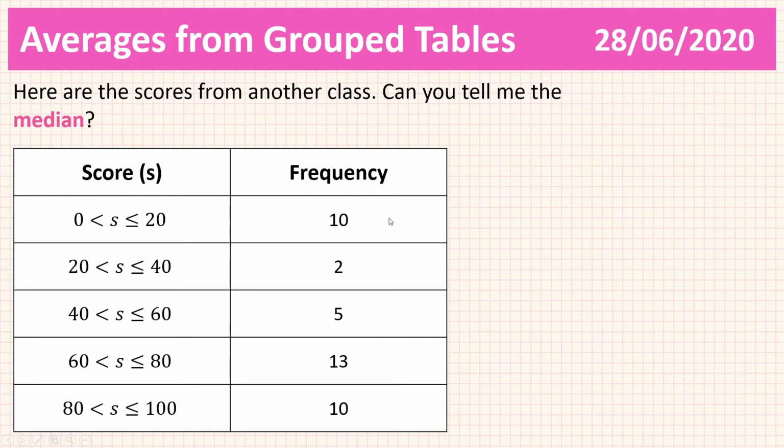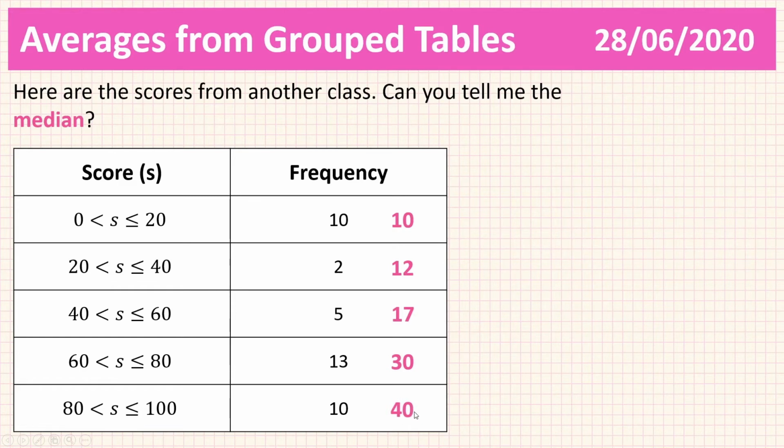So for example, we look at the first bit, we have 10 people. Within the first 2 groups, we have 12 people. Within the first 3 groups, we have 17. Within the first 4 groups, we have 30. And within the first 5 groups, so everyone who we've taken scores off, there are 40 people.